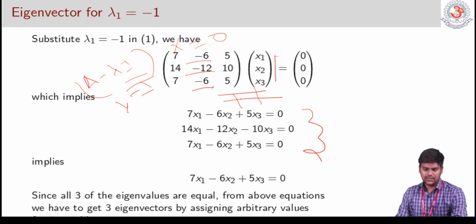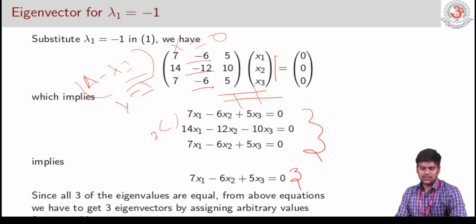See these three equations. The second equation is nothing but 2 times the first equation. So the last one is the same as the first one. So that means we are getting only one distinct equation. To use the cross multiplication method, we need two different non-zero equations, but we are getting only one equation here. So we can't use cross multiplication, but we need to get the values of x1, x2, x3. But here all the three eigenvalues are equal. From the above equation, we need to get three eigenvectors.